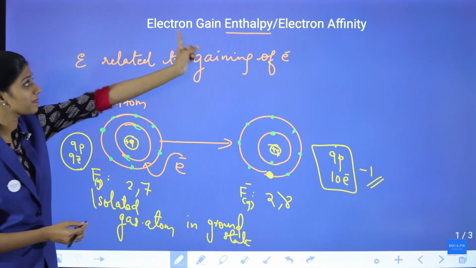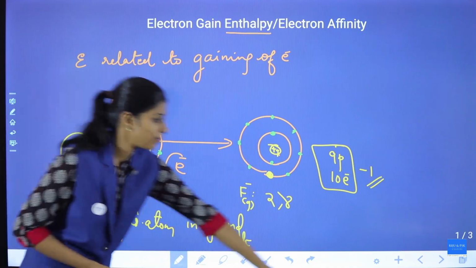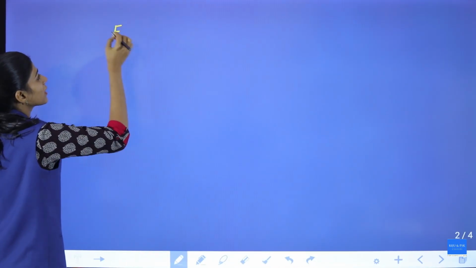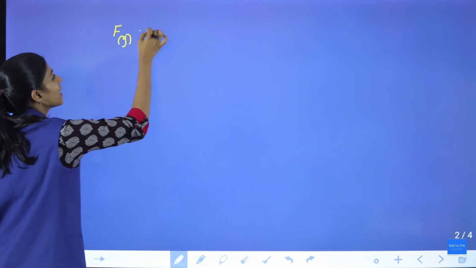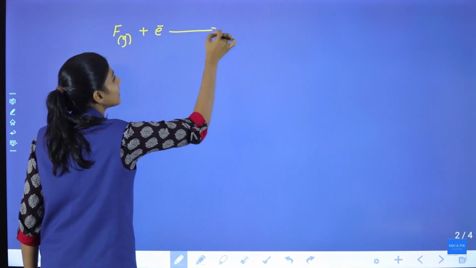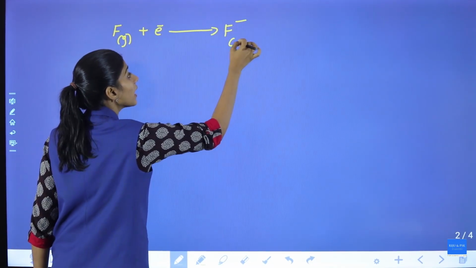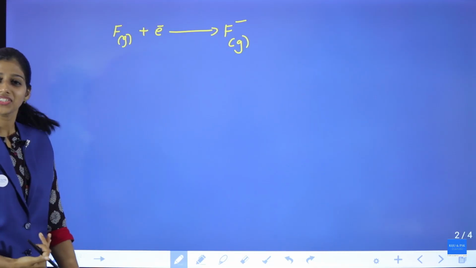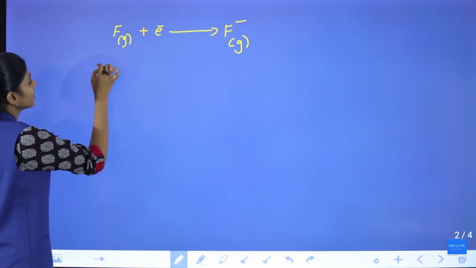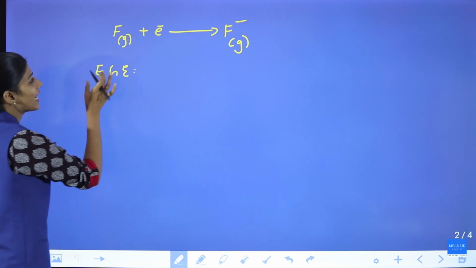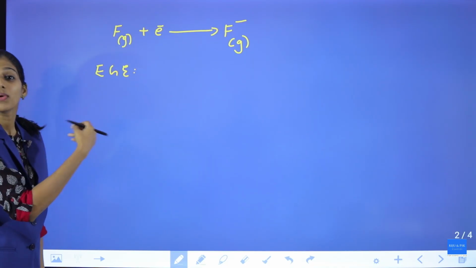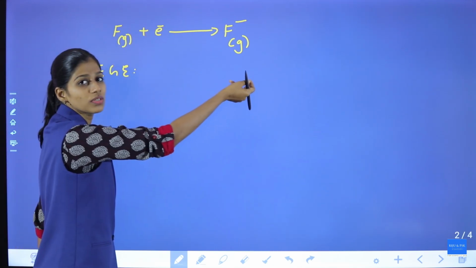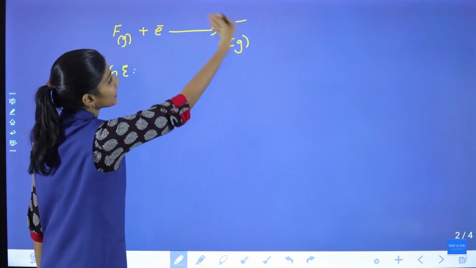So, how are you representing the electron gain enthalpy? Representation aanu nammal parayunnathu. So, I have represented fluorine gas. When an electron is added, you are getting the fluoride ion, which is also in the gaseous state. So, the definition can be: electron gain enthalpy is the energy change when you convert an isolated gaseous atom into an isolated gaseous ion.